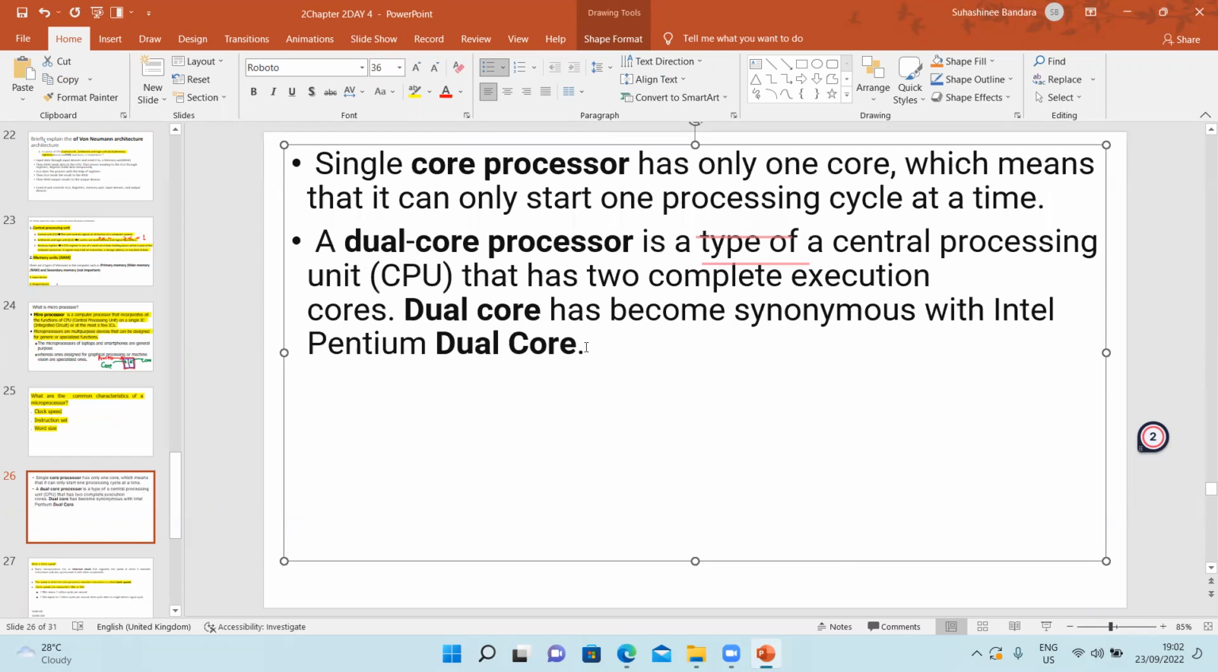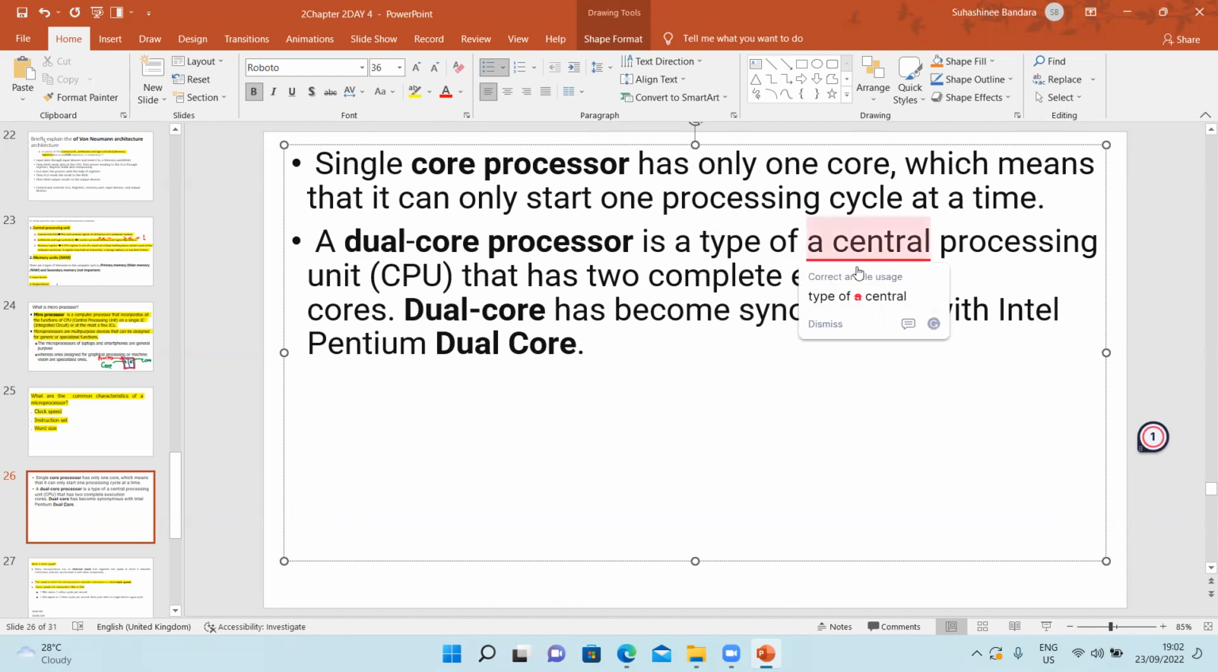The next point: a dual core processor is a type of central processing unit that has two complete execution cores.